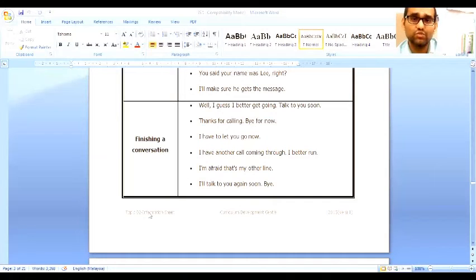Finishing a conversation is very important. So you need to have a conclusion like, well, I guess I had better get going. Talk to you soon. Because maybe you might have some other things, you might go. That is the way to say. You can't say like that, okay, I'm going now, I have to leave. No, that's not the way.